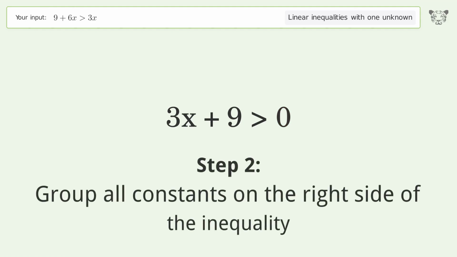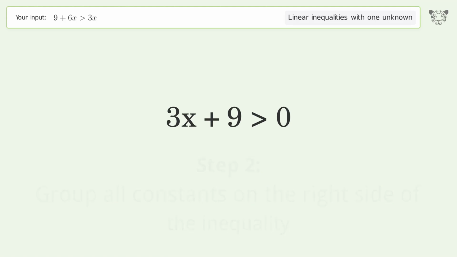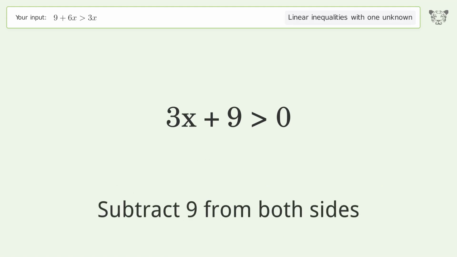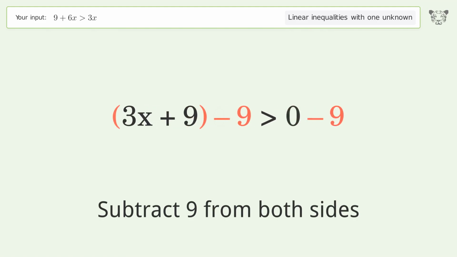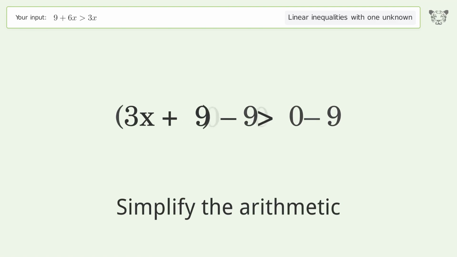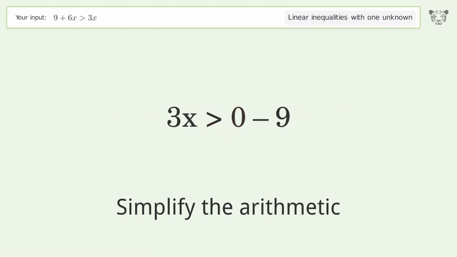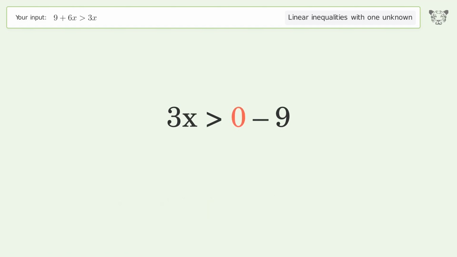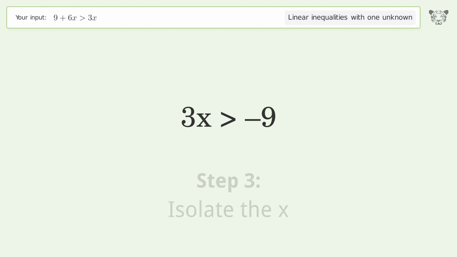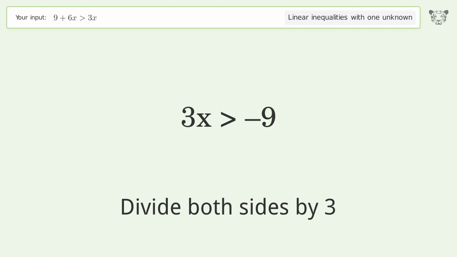Group all constants on the right side of the inequality. Subtract 9 from both sides. Simplify the arithmetic. Isolate the x. Divide both sides by 3.